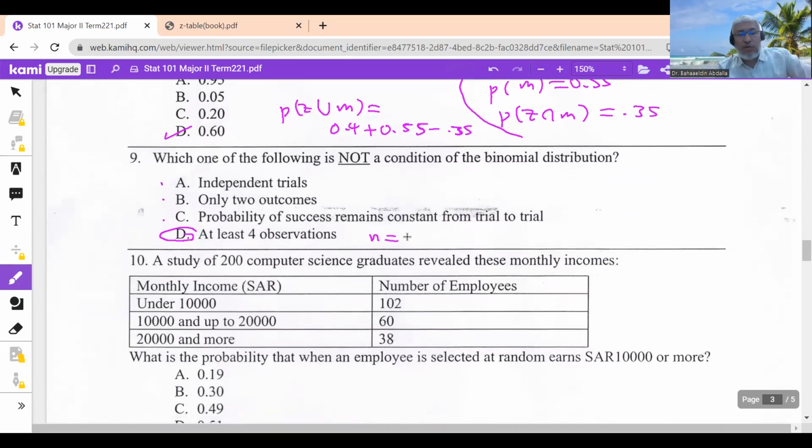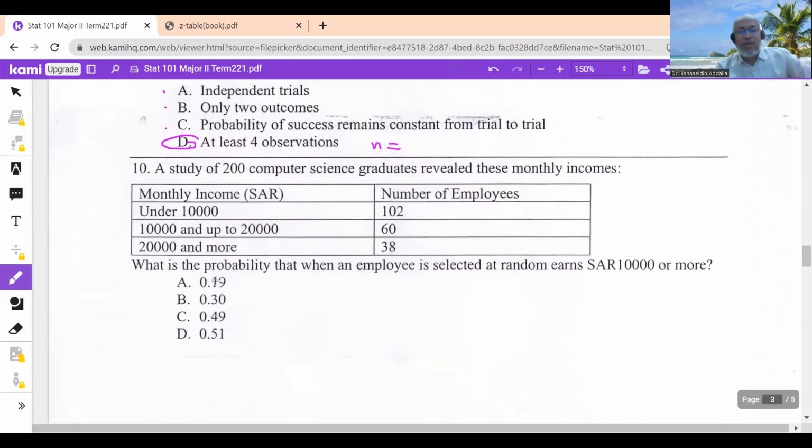So 3 or 2 is okay. So at least 4 observations, that's not correct. Okay, question 10. A study of 200 computer science graduates revealed this monthly income.